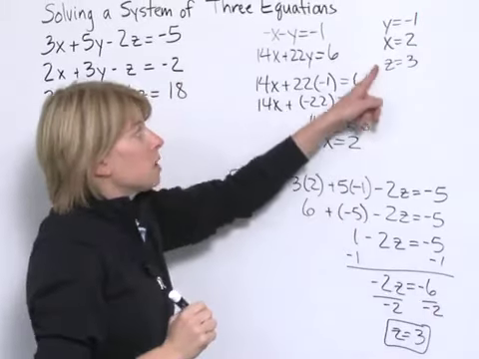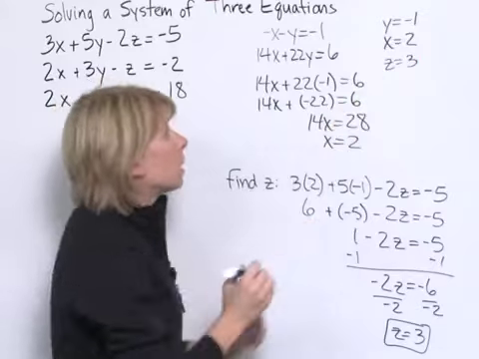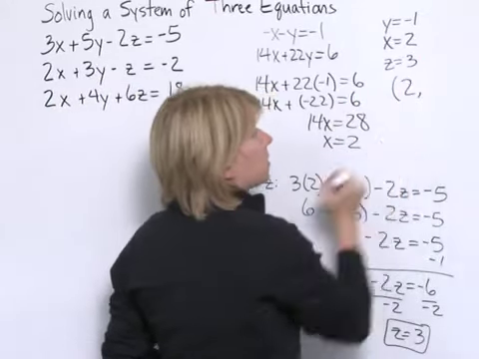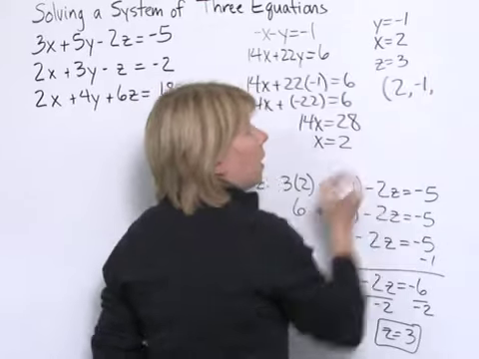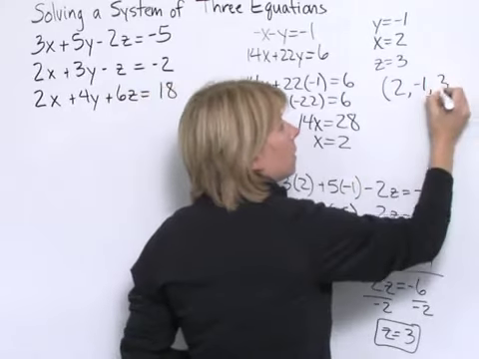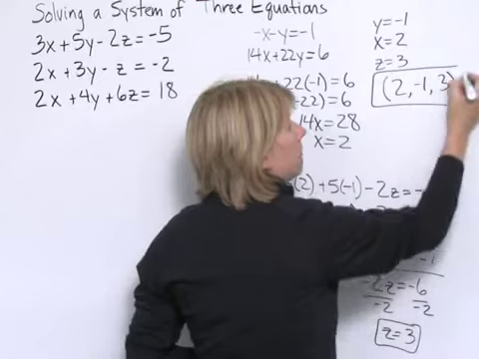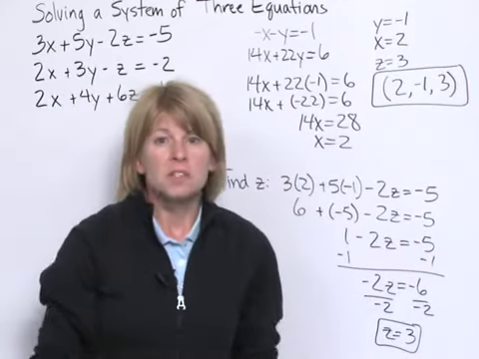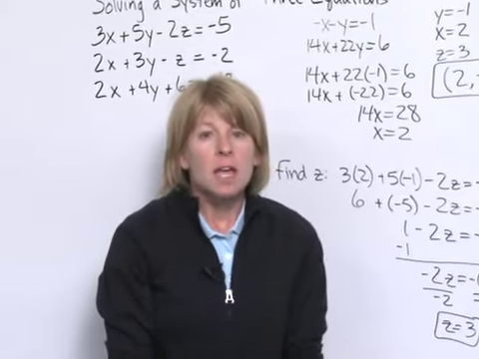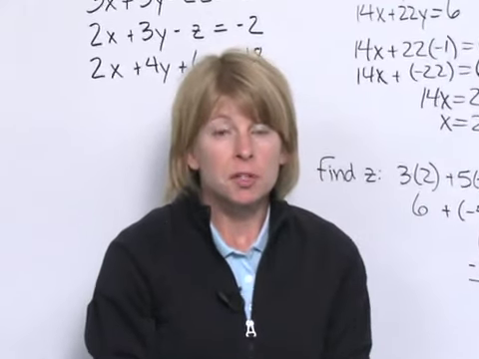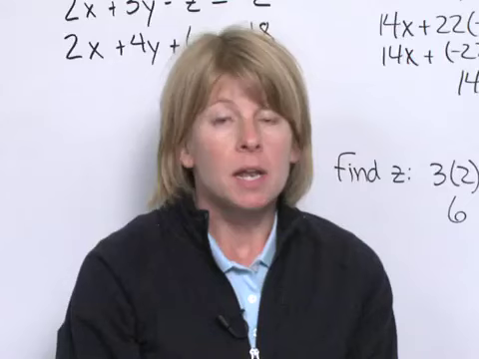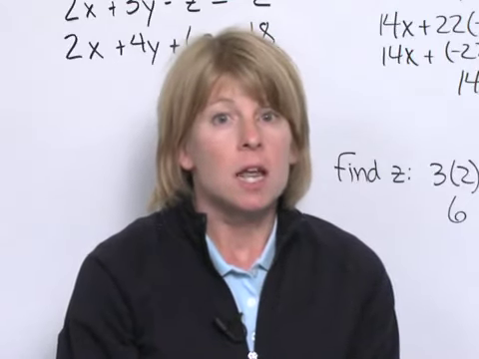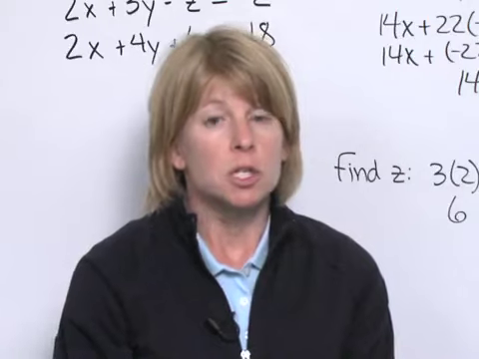And we can write our solution this way, or we could write an ordered triple. And that would be our x value first, y value second, and z value third. So remember, when solving a system of 3 equations, eliminate one of the variables from the first 2 equations, then eliminate the same variable from the second 2 equations. This will result in a system of 2 equations in 2 variables.